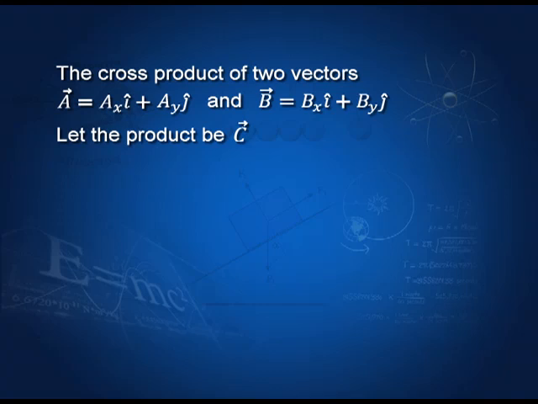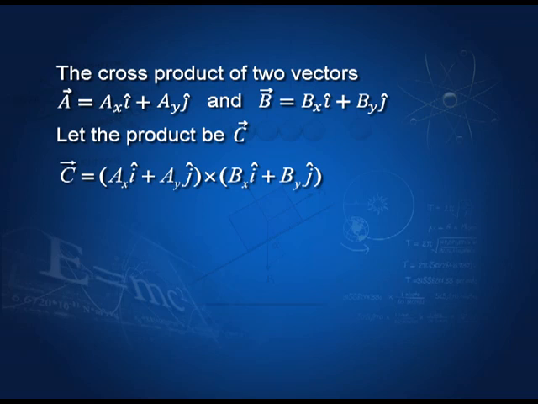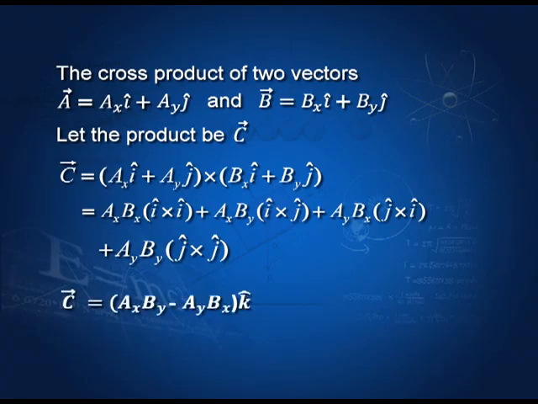So, let us see how we can write the cross product now. The cross product C is equal to a x i cap plus a y j cap cross multiplied by b x i cap plus b y j cap, and now you use the rules which I have stated just now, and therefore, you can see that vector C would be equal to a x b y minus a y b x into k cap. Why k cap?